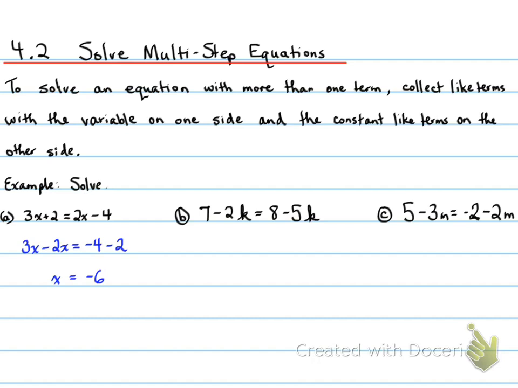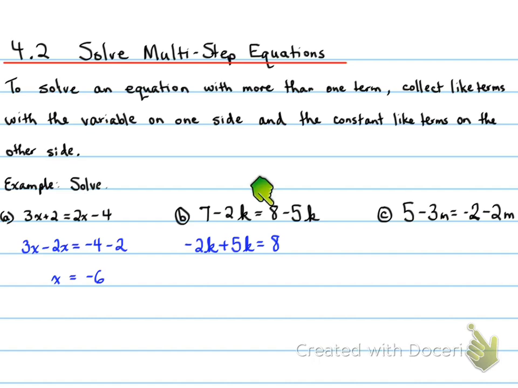Let's look at another example. That is, 7 minus 2k is equal to 8 minus 5k. So we have the minus 2k here already, and what we're going to move over is the minus 5k. So that becomes plus 5k. Again, the minus 5k moved to here and turned into plus 5k.